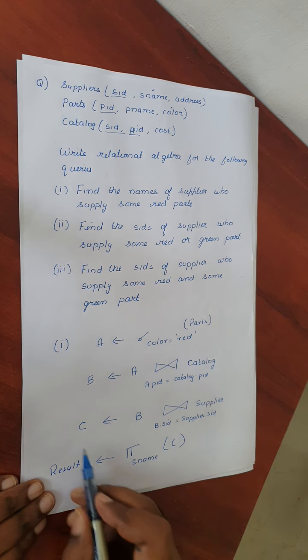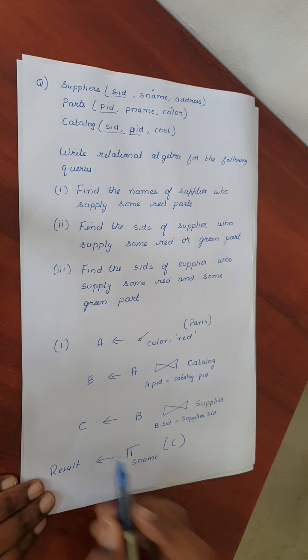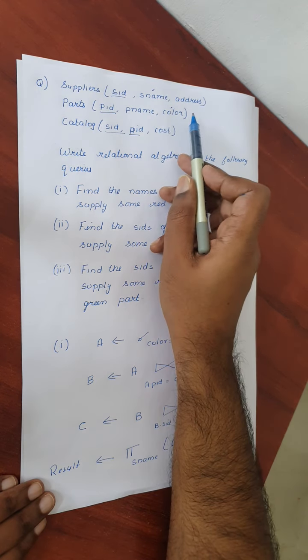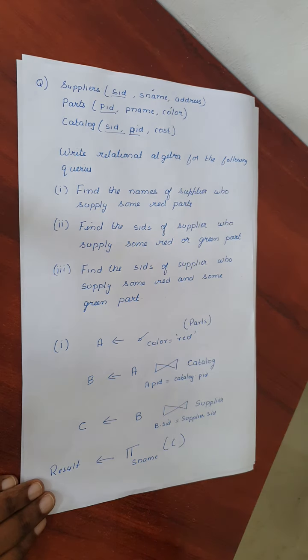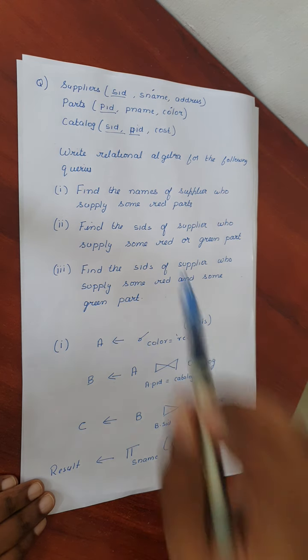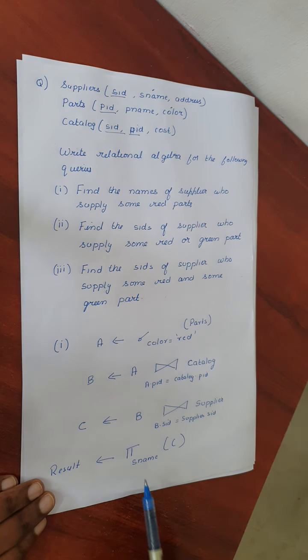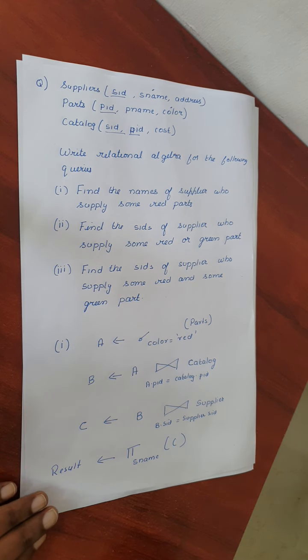Okay, so this C contains the SID, SName, address, PID, PName, color, cost of the products having color equal to red. Now all the details of everything with red color will be inside it. From that we will project only the supplier name. Okay, so this is the first part.